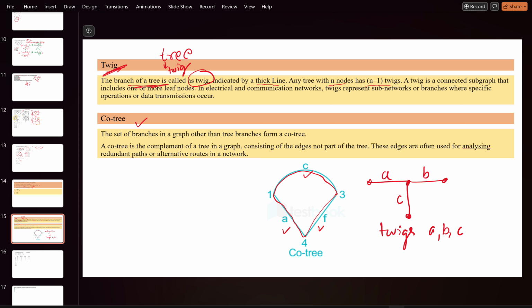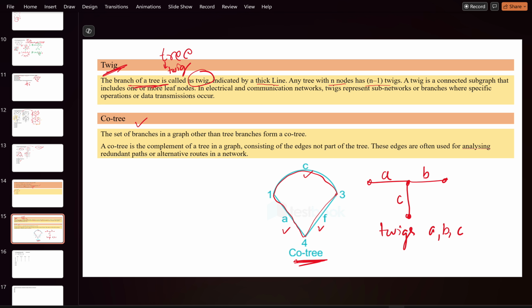Yes, but in this you have shown a closed loop. No, so this is a co-tree. A tree and this co-tree are both subgraphs. Is it a closed loop, sir? Yeah, it can be. It can be.